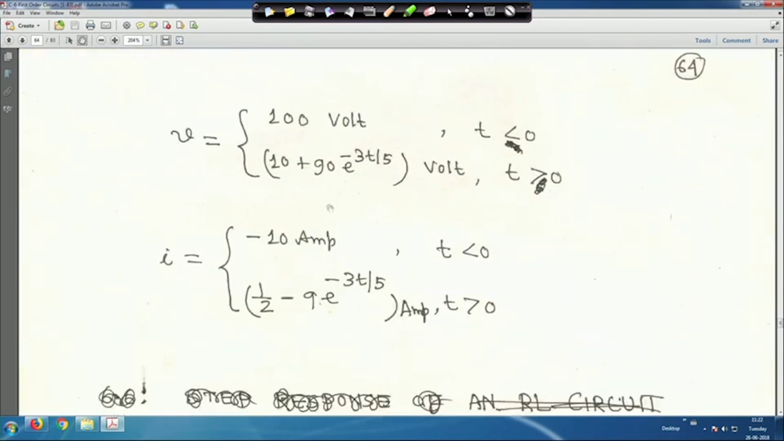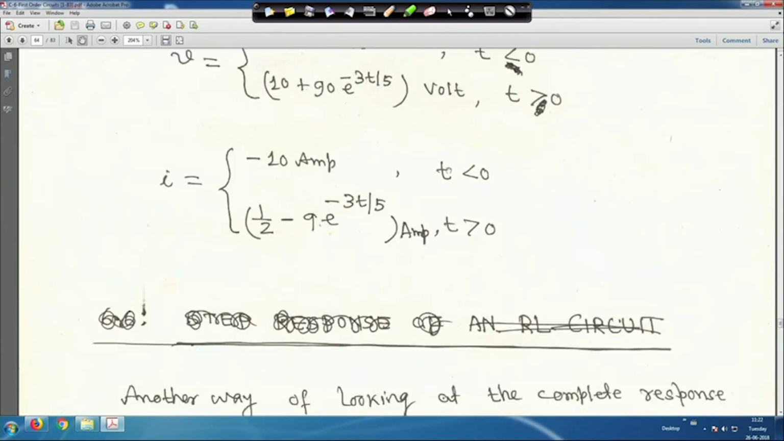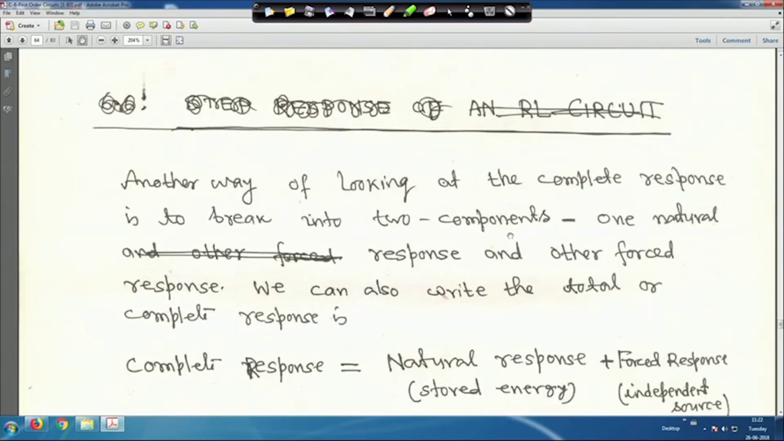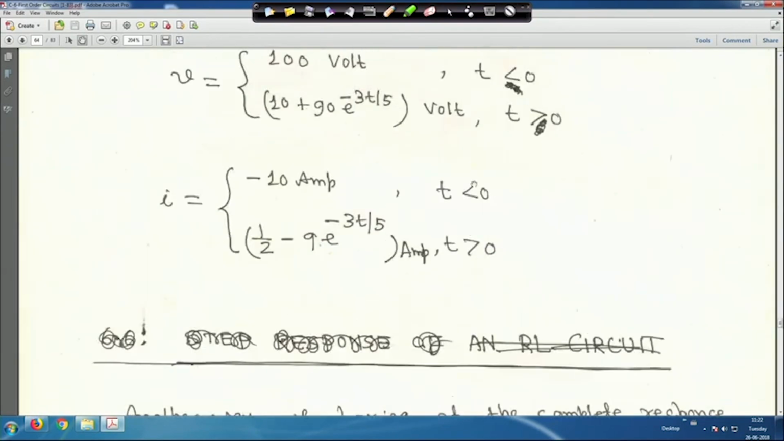Therefore, V is equal to 100 volt for t less than 0, that is V(0-) is equal to 100 volt, and 10 plus 90 e^(-3t/5) volt for t greater than 0. Similarly, for I, for t less than 0 it is minus 10 ampere as we have computed, and for t greater than 0 it is 1/2 minus 9 e^(-3t/5) ampere. I hope you have understood this; things are not at all difficult.